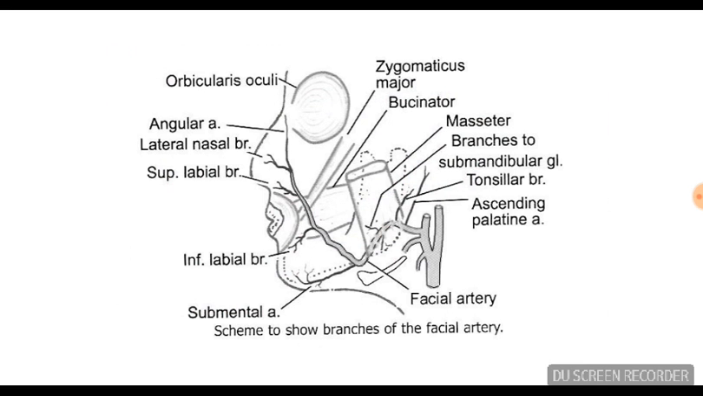The submental artery supplies the submental triangle and the submandibular gland. The inferior labial artery supplies the lower lip. The superior labial artery supplies the upper lip. The lateral nasal artery supplies the ala of the nose and the dorsum of the nose. The angular artery supplies the medial corner of the eye.